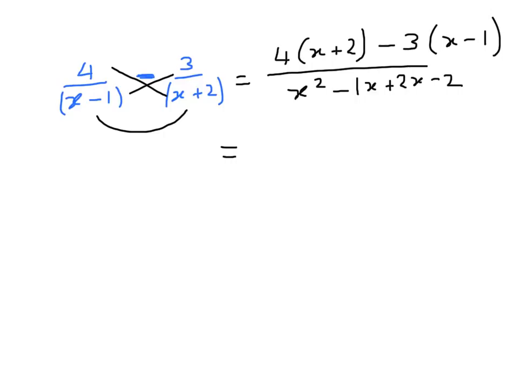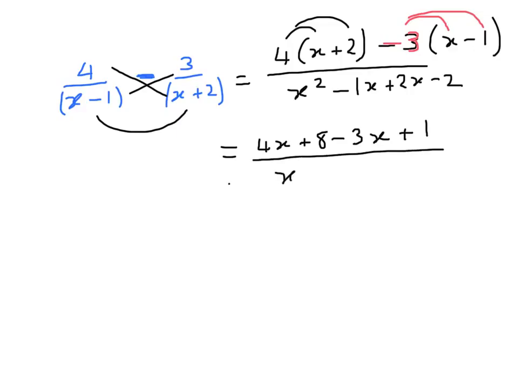Okay, so to expand these top brackets, get rid of those, I'm going to have 4x plus 8. Now this is where we have to be very careful. This is like a negative 3 here that I'm multiplying everything by. So I'm going to have negative 3x, and I have negative 3 times negative 1, which makes a positive 1 on the top there. So over x squared minus 1 plus 2 is plus x minus 2.